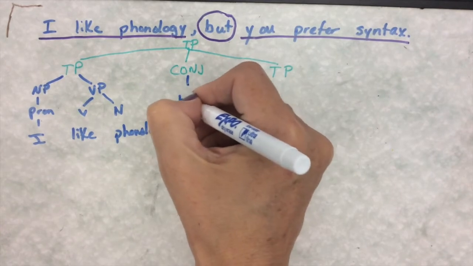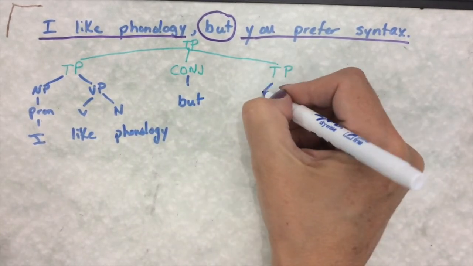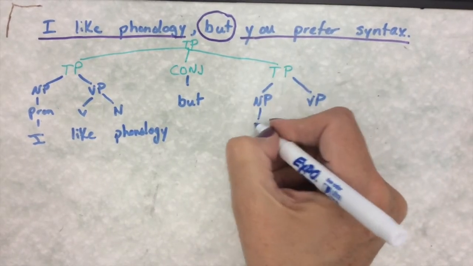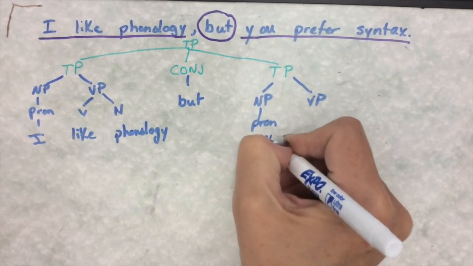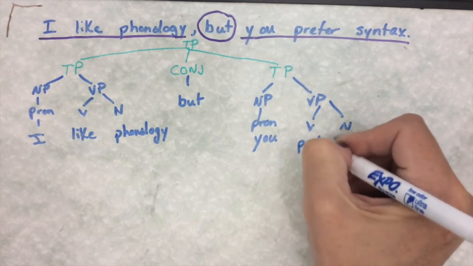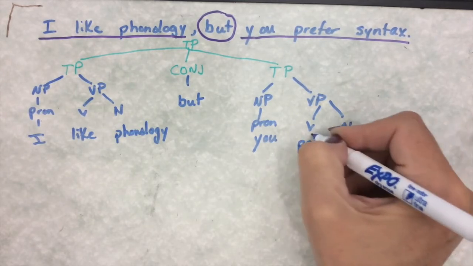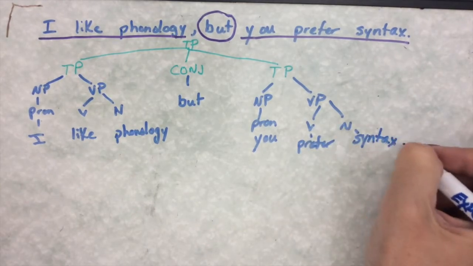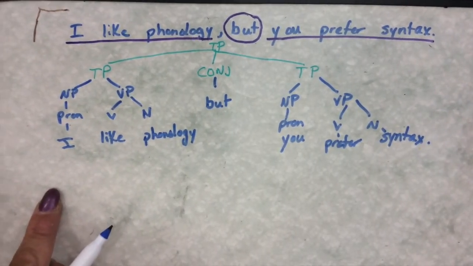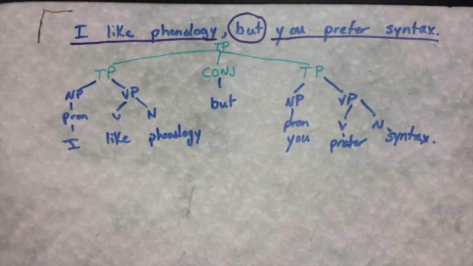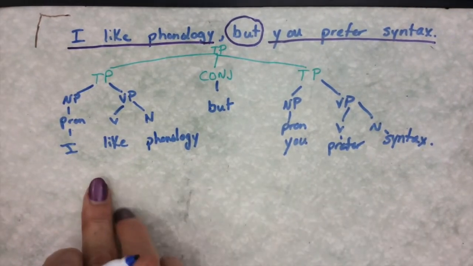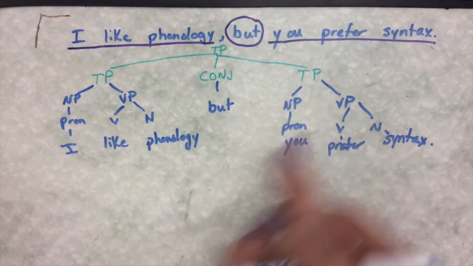We have the conjunction, but, and then we have another total phrase, noun phrase, verb phrase, this is the pronoun, you, and this is the verb and noun of prefer syntax. I like phonology, but you prefer syntax. Total phrase, conjunction, total phrase.